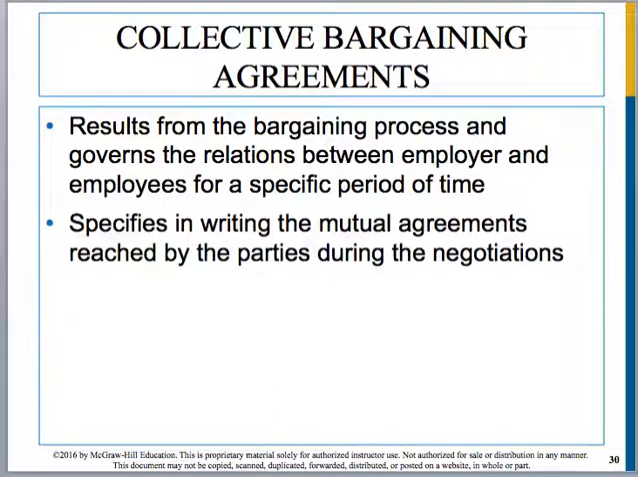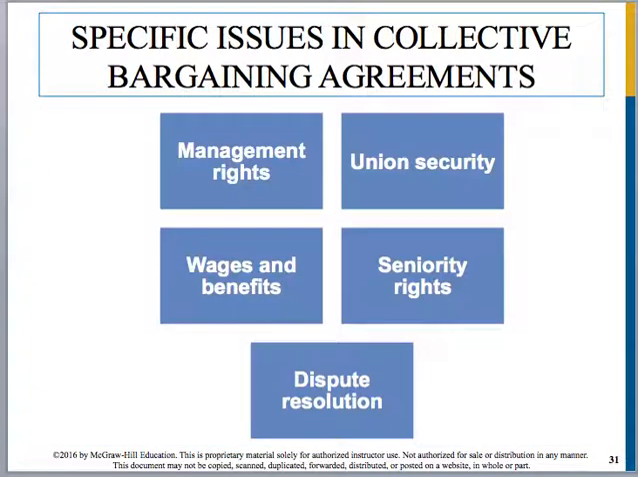The results from the bargaining process under the collective bargaining agreement govern the relations between employer and employees for a specific period of time, and it specifies the mutual agreement that was reached during negotiations, and this is done in writing. We have some specific issues. There are 5 that you look at in collective bargaining: dispute resolution, any rights based on seniority within the organization, wages and benefits, management rights, and union security.